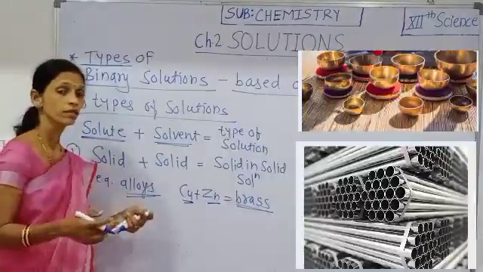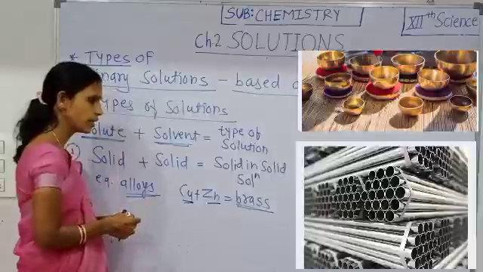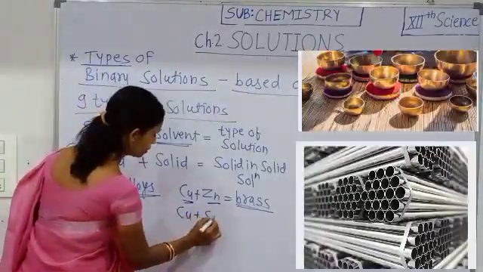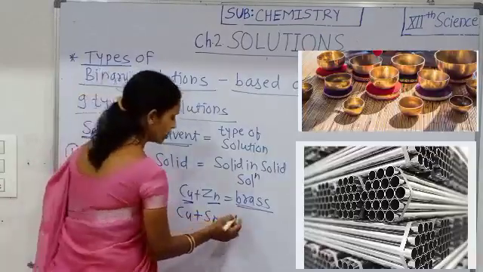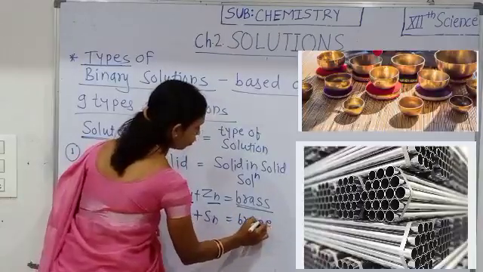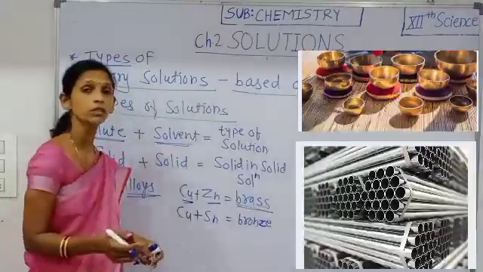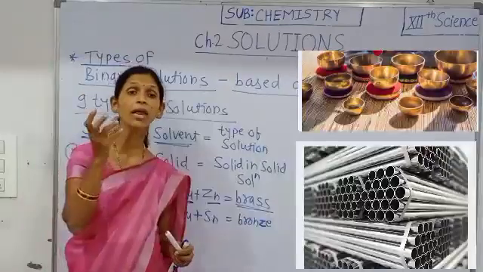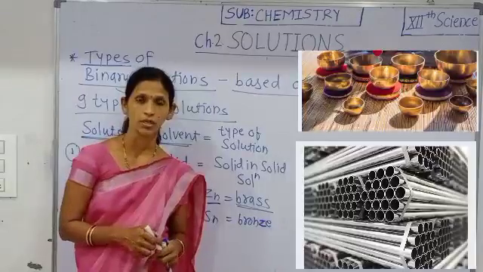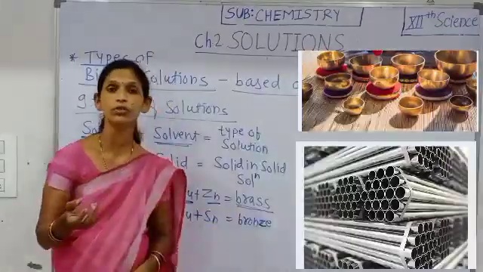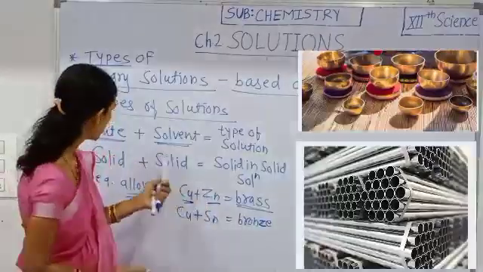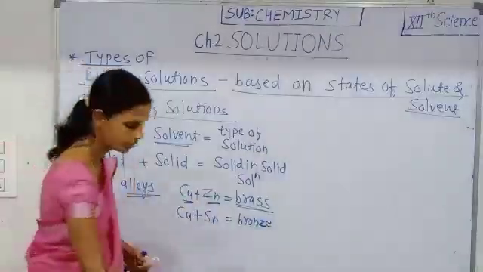Different types of alloys are there, such as stainless steel, or copper and Sn, a mixture of copper and Sn, which is known as bronze. All of you have studied bronze, which is used to make the medals given in different types of competitions. Bronze is also used for making coins as well as statues. Those are a few examples of solid in solid type.